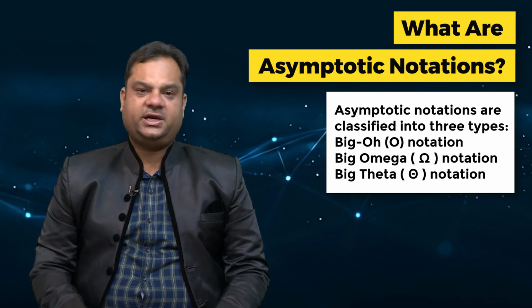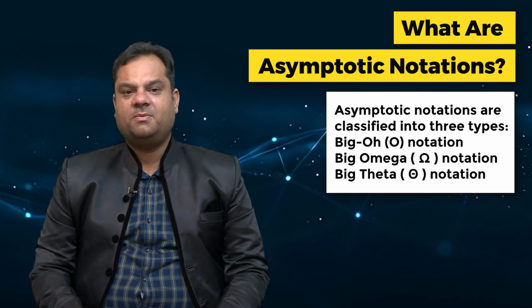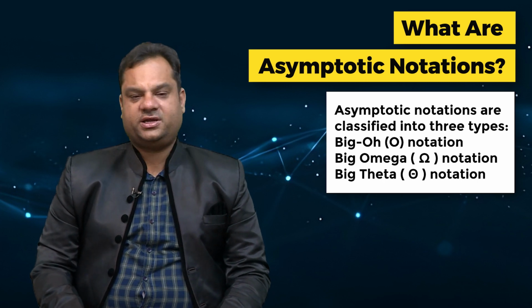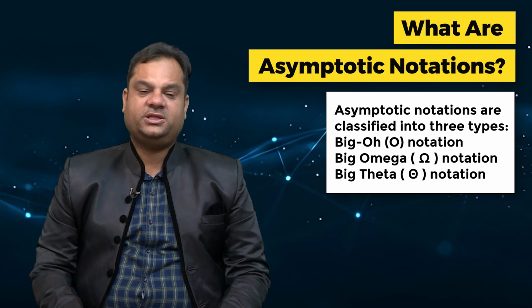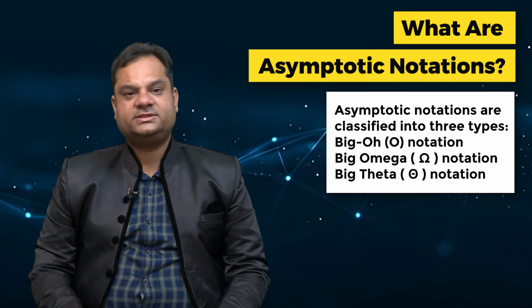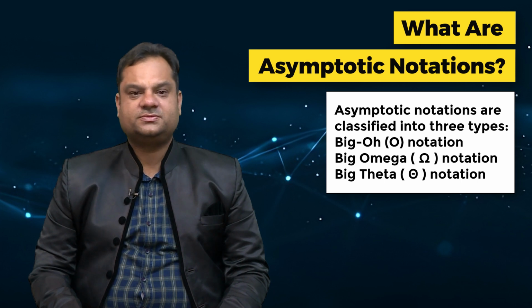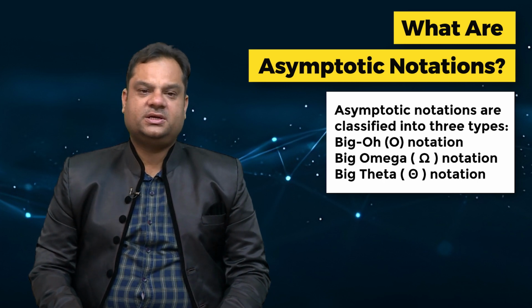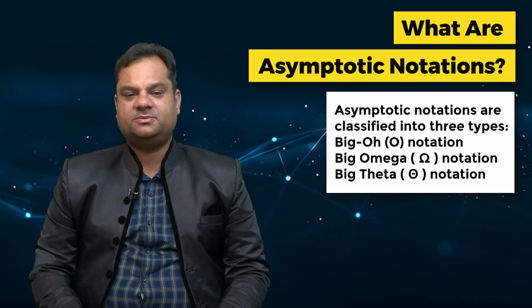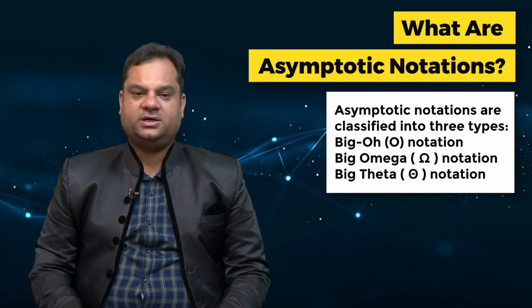Asymptotic notations are classified into three types. The first one is big O notation, which we denote by O. Another one is big omega notation, which we denote by the symbol omega. And the last one is big theta notation, which we represent by the theta symbol. In this way, we have covered all the notations. Now, let us understand the notations one by one.